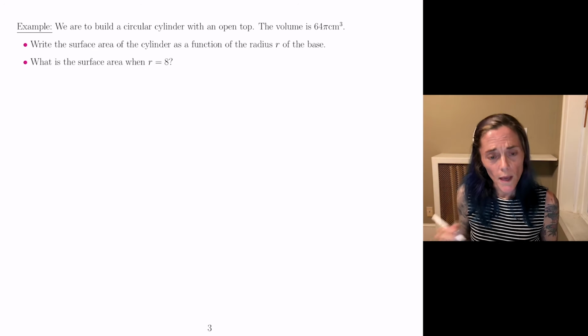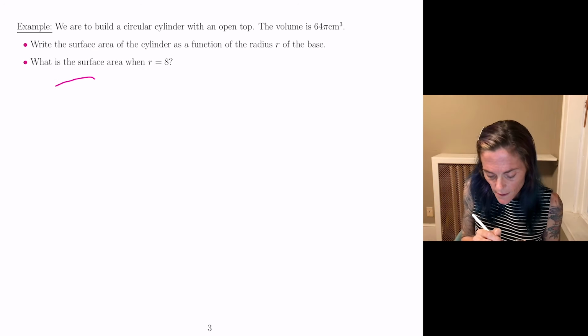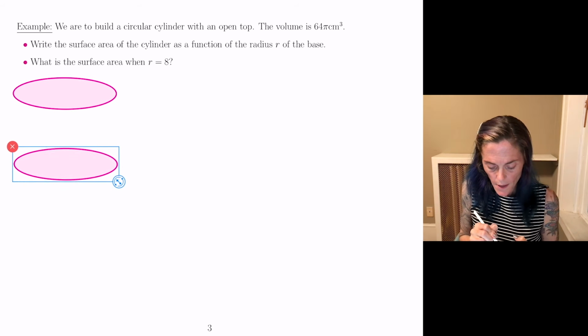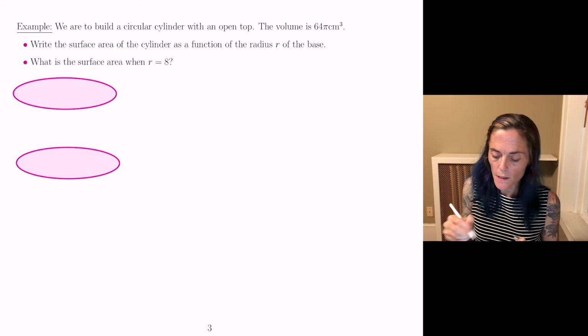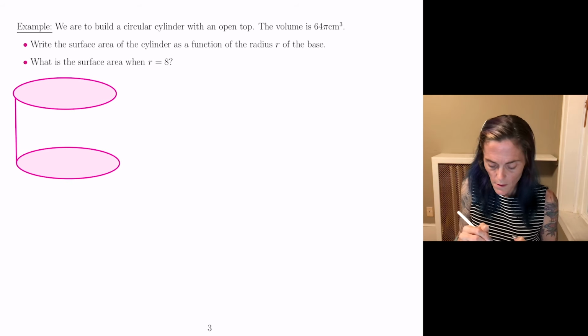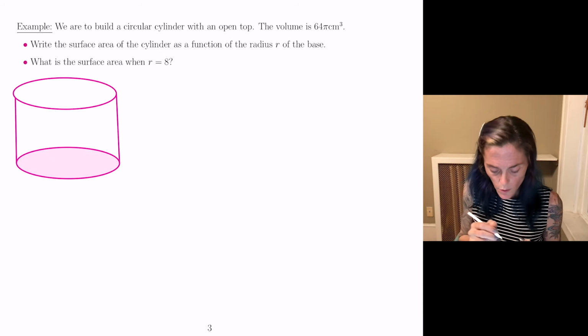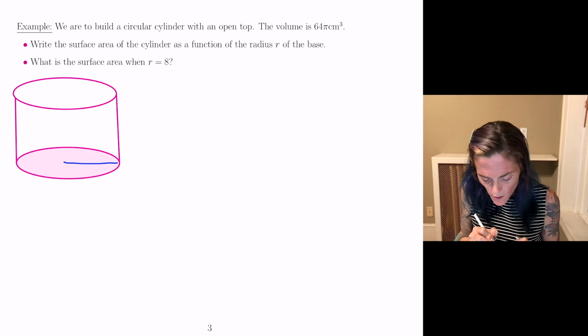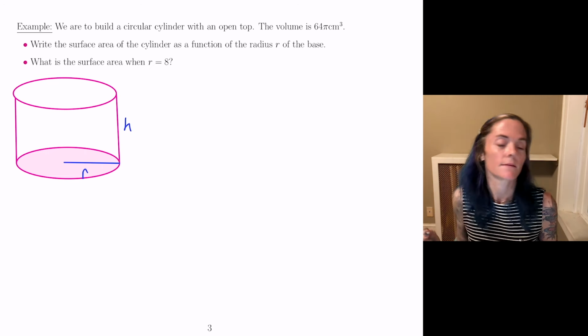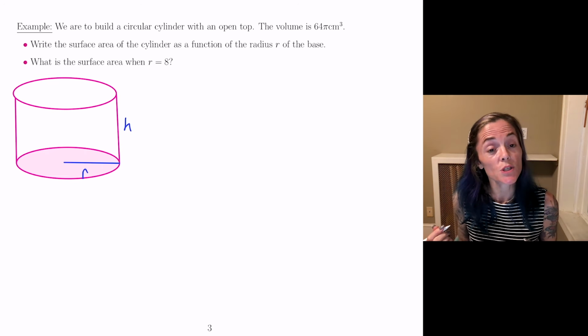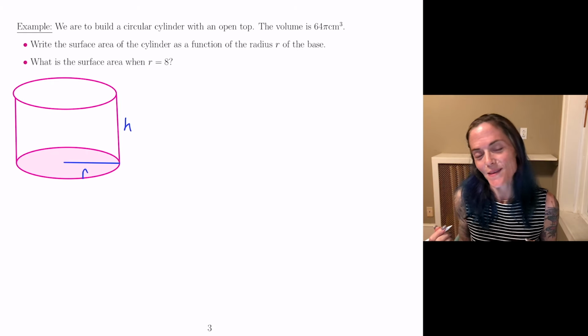Next one, we are to build a circular cylinder with an open top. Okay, this will get me started on my cylinder, but it's open, so like this. We are told the volume is 64 pi centimeters cubed. Now, let me go ahead and label this. We have a radius and we have a height. Wonderful. Write the surface area of the cylinder as a function of the radius of the base.